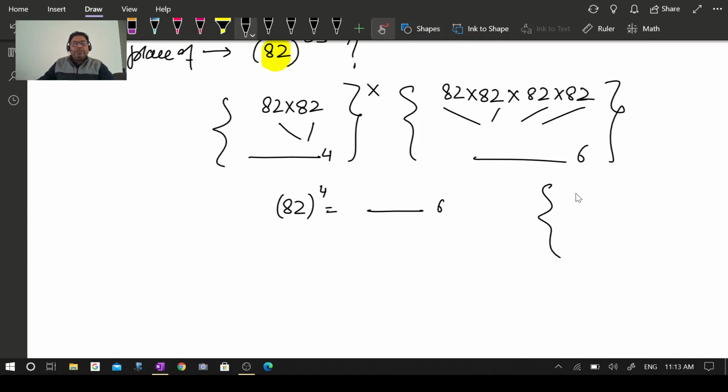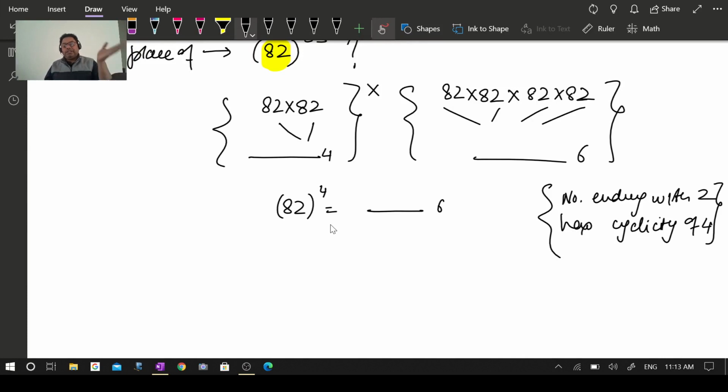In a lot of videos you would check, they say a number ending with 2 has cyclicity of 4. What they want to say is that when a number which is ending with 2 is multiplied 4 times, it gives you 6 at the unit place. That's the meaning of cyclicity. Don't get confused with it, alright?